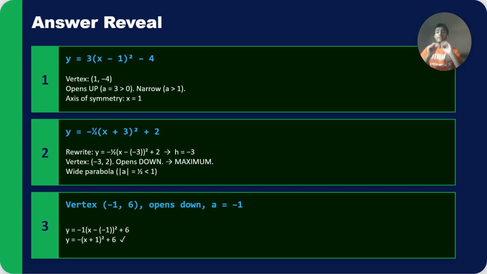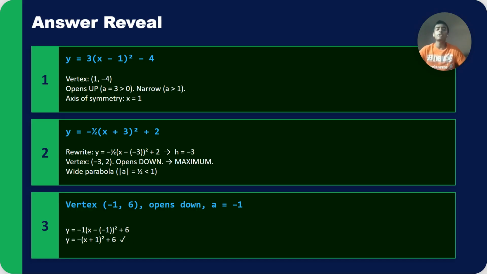Problem 2. This is a sneaky one. The equation has x plus 3, so rewrite it as x minus negative 3. h equals negative 3. Vertex is (-3, 2). It opens down, so the vertex is a maximum. And since a equals negative 1/2, with absolute value 1/2, the parabola is wider than usual. If you got that right, you really paid attention. Great job.